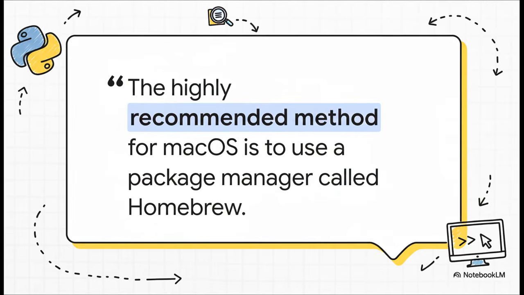Now, over on the macOS side of things, it's a different story. You can use the installer from the website, but honestly, the standard best practice way to do it is with a package manager called Homebrew. Once you have Homebrew set up, you just pop open your terminal, type brew install python, and that's it. It handles everything for you, including all that path configuration we just talked about.